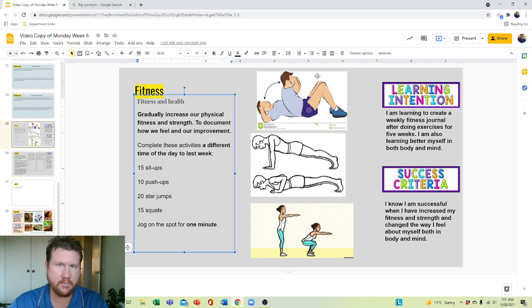You're not limited to doing it just for this. I recommend you waking up in the morning or doing it three times a day, two times a day. Just keep yourself fit. I'm learning to create a weekly fitness journal. So we want to see, it's all about journaling, especially during COVID times. We want to see your journal stuff for the five weeks. So the next five weeks, I want to see it done. I am learning to better myself in body and mind.